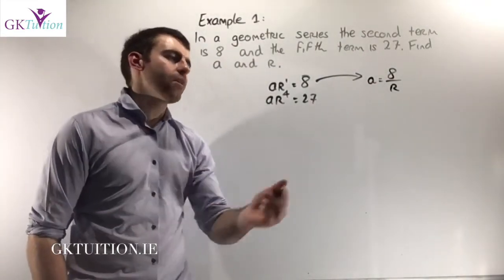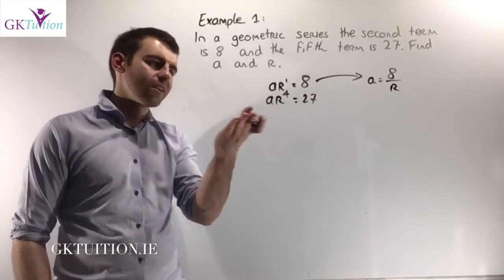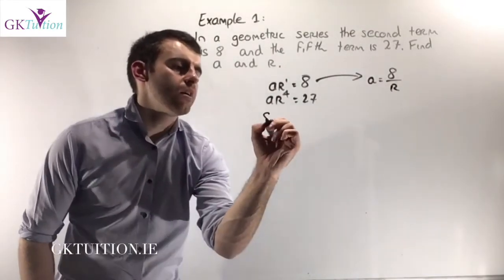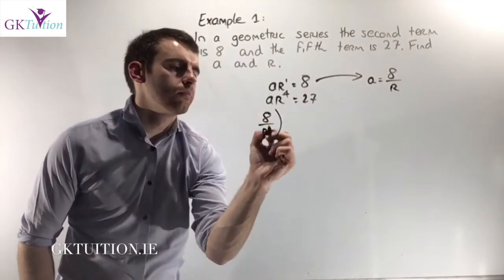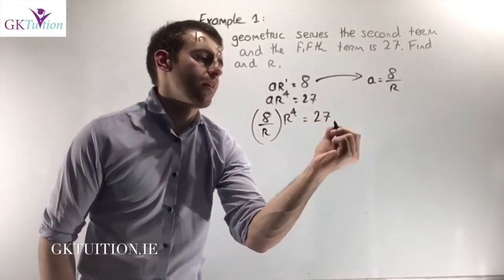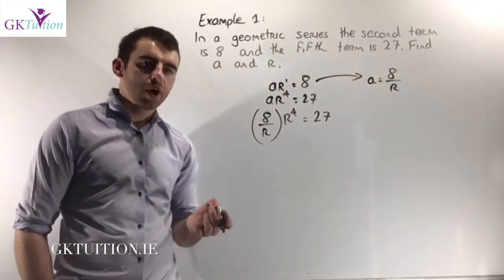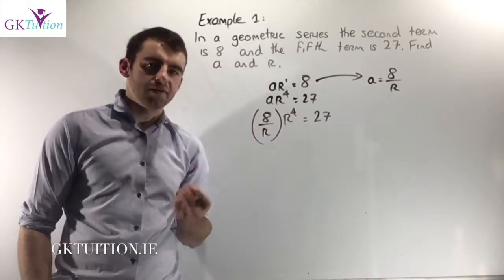And at this stage now, I know that instead of a, I can just sub in 8 over r. So if I go back to my second equation now, instead of a, it would just be 8 over r. And I'd multiply that by r to the power of 4, and it's equal to 27. At this stage, I want you to recognize that we've one equation, one unknown, which means we've enough information, we'll be able to find the value of r.